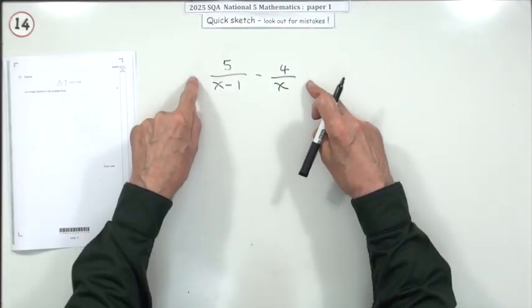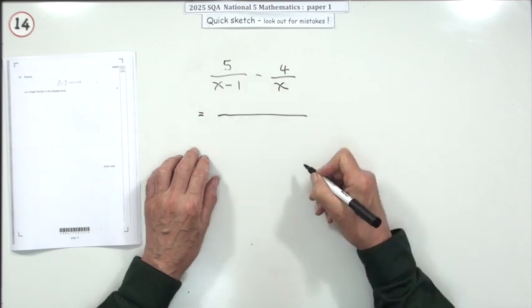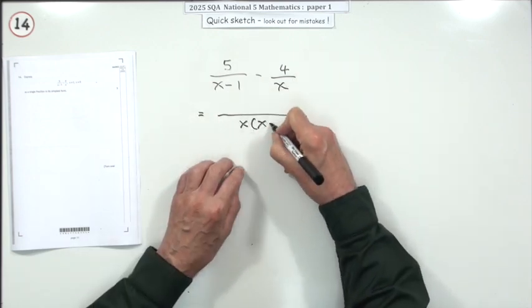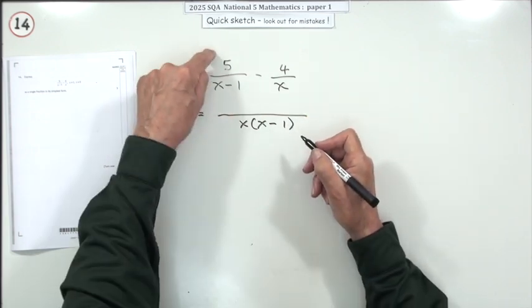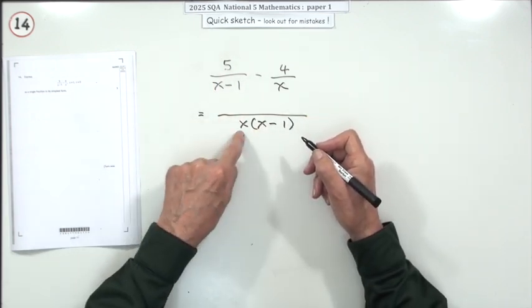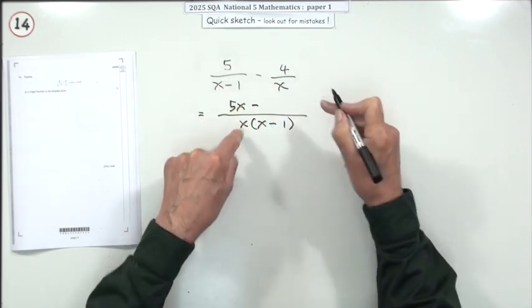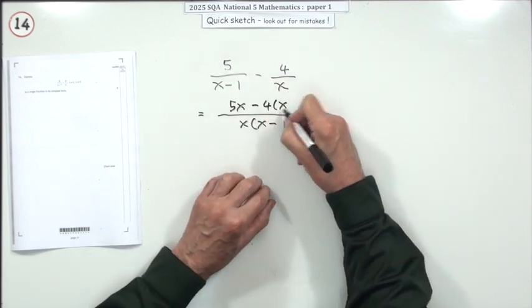In number 14, you have to add these two fractions together. Well, that means you want a common denominator, something for both to go into. We'll multiply them. I'll put that one first. x times x minus 1. There's my common denominator. Now, what do you need to multiply the top by? I've got that part already. I need the other factor, so that'll be 5 times x. I've got the x already. I'll need the other factor to multiply this. That's 4 times x minus 1.